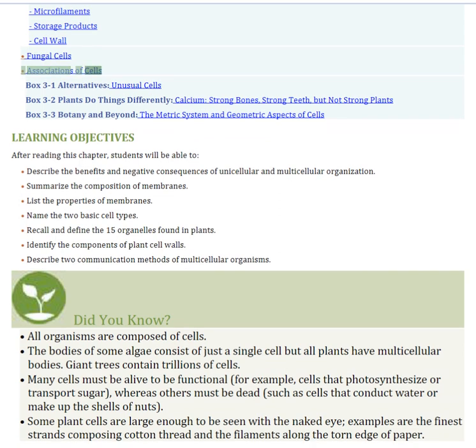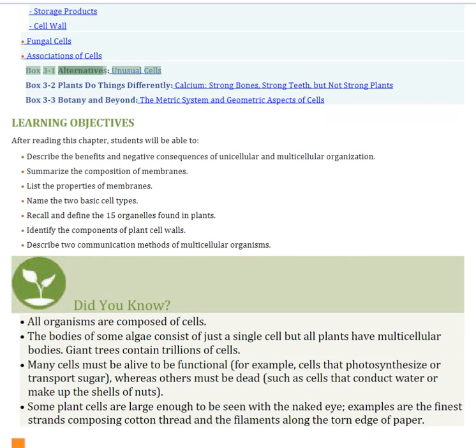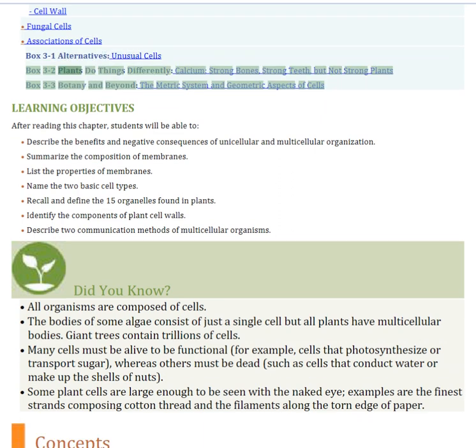Associations of cells. Box 3-1 Alternatives, unusual cells. Box 3-2 Plants do things differently: calcium, strong bones, strong teeth, but not strong plants. Box 3-3 Botany and Beyond: the metric system and geometric aspects of cells.